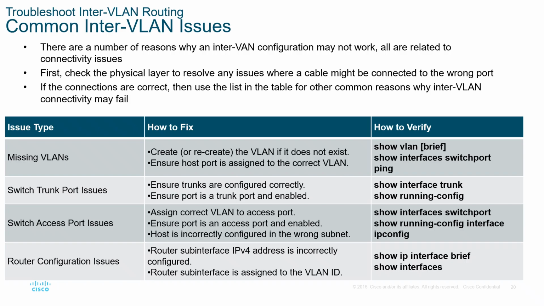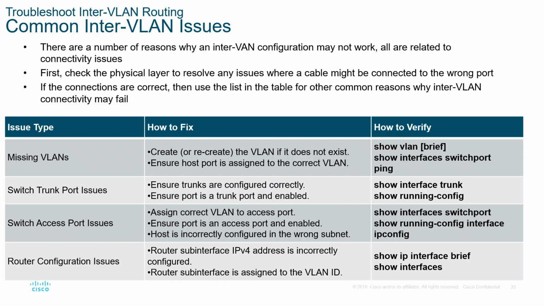You could have switchport access port issues. What you want to do is assign correct VLANs to your access ports. Ensure that the port is an access port and it is enabled. Make sure that your host is not incorrectly configured in the wrong subnetwork. So use your show interfaces switchport command, your show running interface command, and also ipconfig.